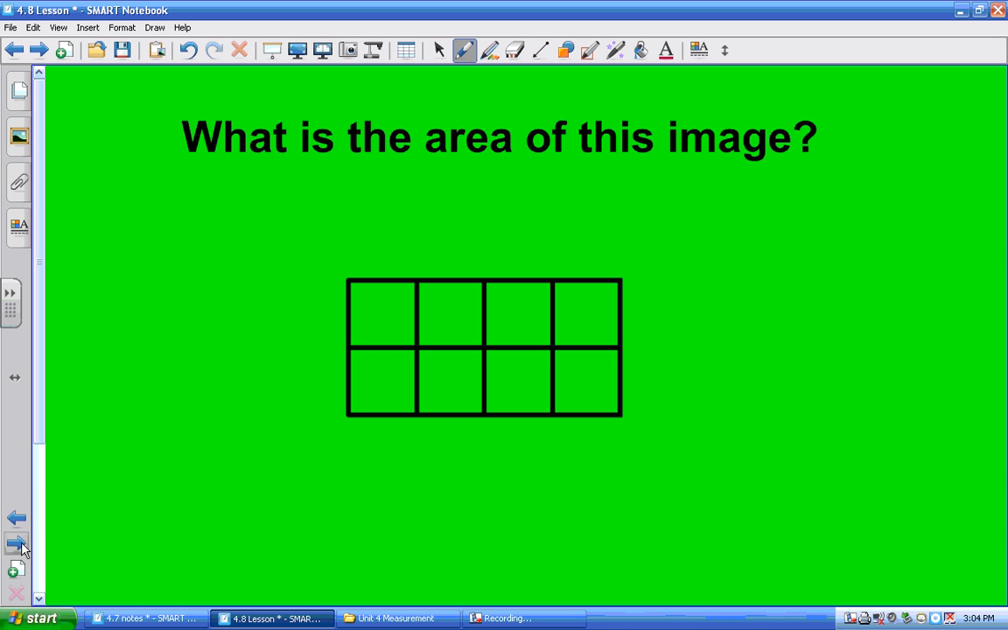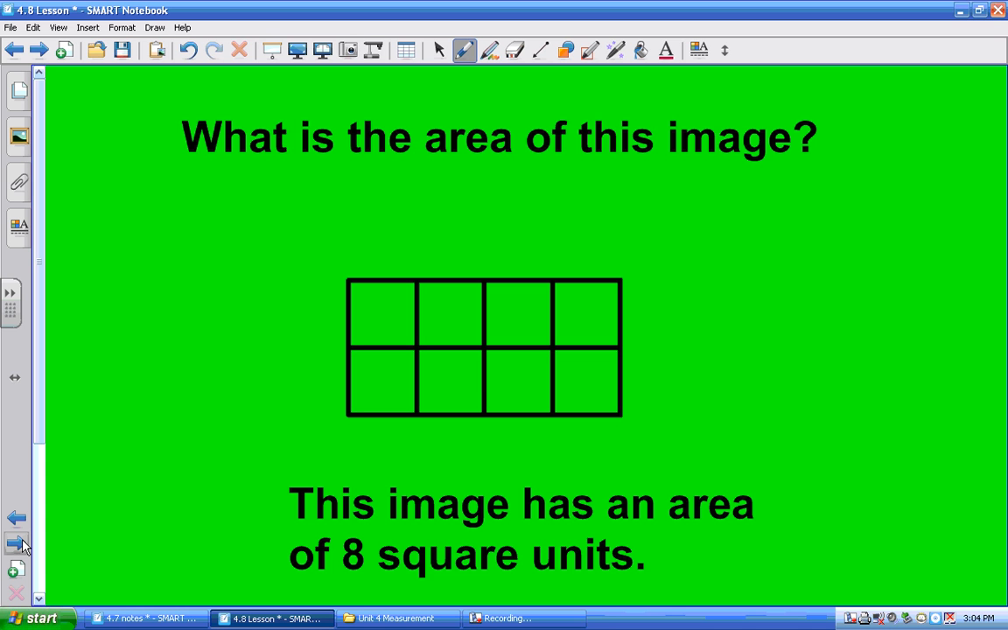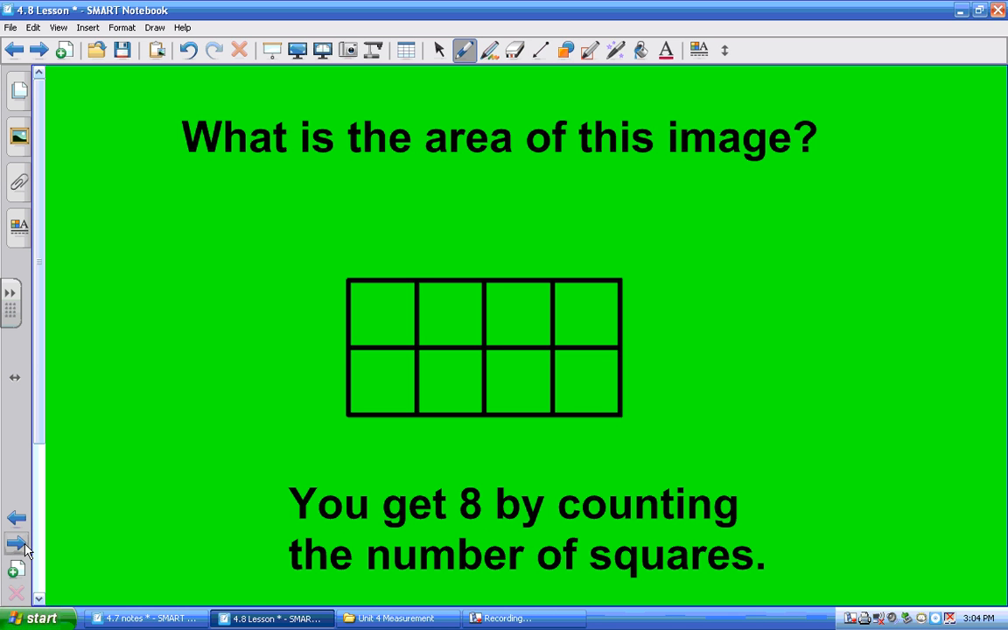8, he says. Do you agree with Ethan? Yes. Well, I agree with the smartboard. You agree with the smartboard. Okay, so we know that there's 8 of them there. I agree, it's 8. So you get 8 by doing what?